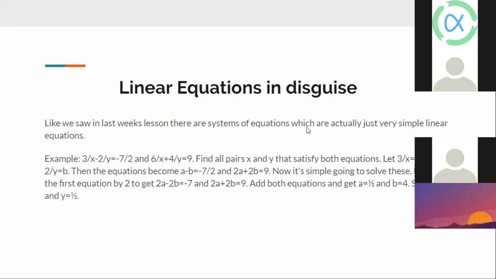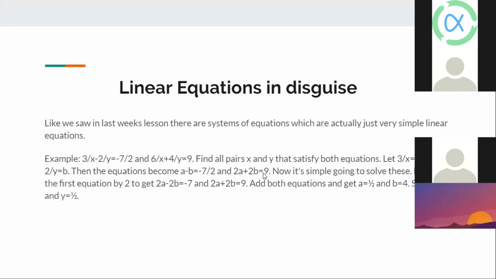Okay, so these are linear equations in disguise. The question here is 3 over x minus 2 over y is equal to negative 7 over 2, and 6 over x plus 4 over y is equal to 9. And you're asked to find all pairs of x and y that satisfy both equations. So if we let 3 over x equal a and 2 over y equal b, then this just becomes a minus b is equal to negative 7 over 2, and then this becomes 2a plus 2b is equal to 9.